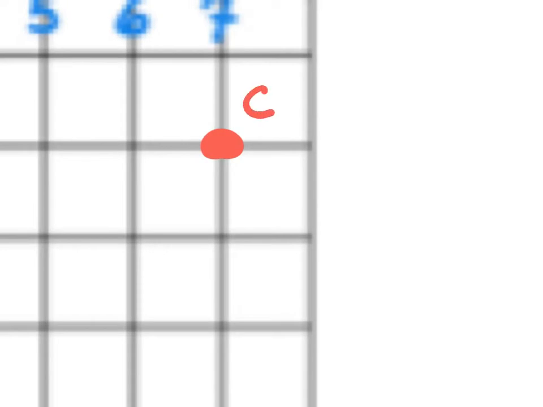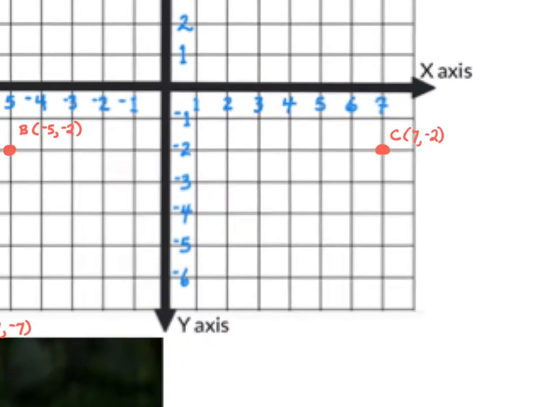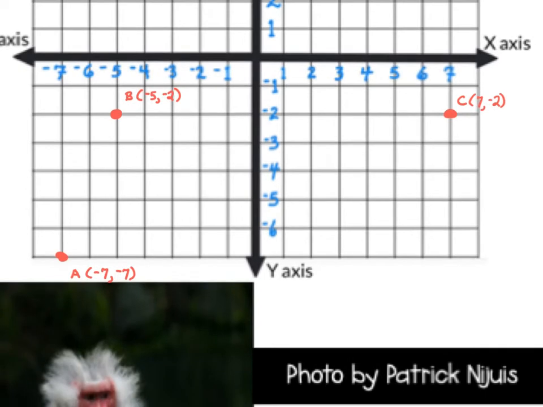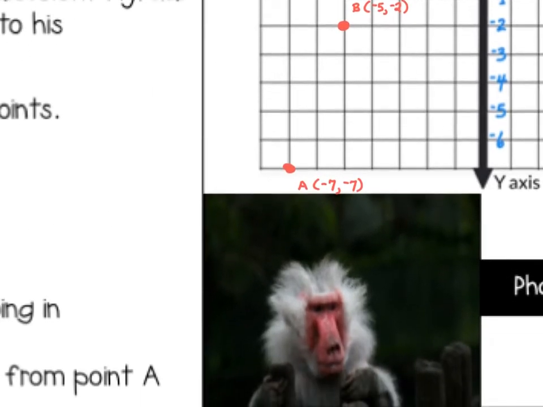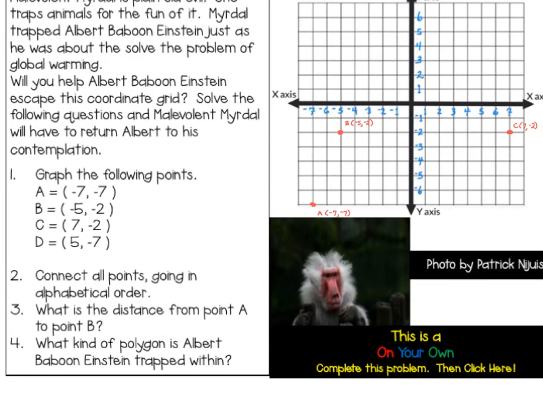So I'm going to write C, and that is at +7, -2. And bam, there you have it. So that's what that point should look like. And so far, your paper should look just like this, right? Let's go ahead and see what we're going to have here for D, all right?